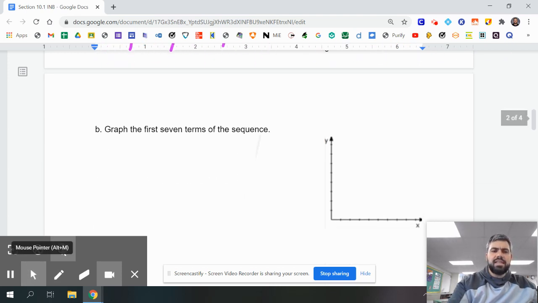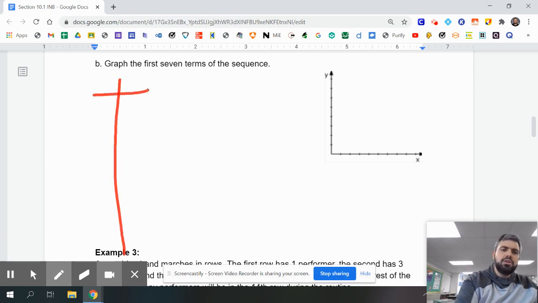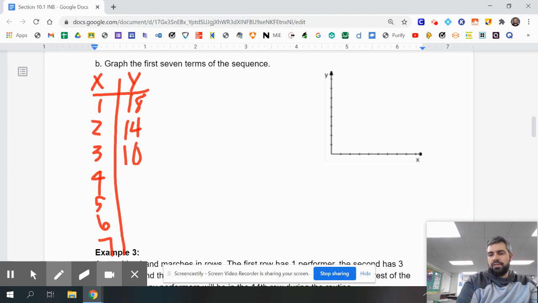So in part B of this example, they ask us to graph the 7 terms. What that means is I have to figure out how to graph these. If I think of them as x's and y's, going by term, my first term started at 18, then the next one was 14. Then I added another negative 4 common difference. I get 10, 6, 2, negative 2, negative 6. Those are all points that I could graph.